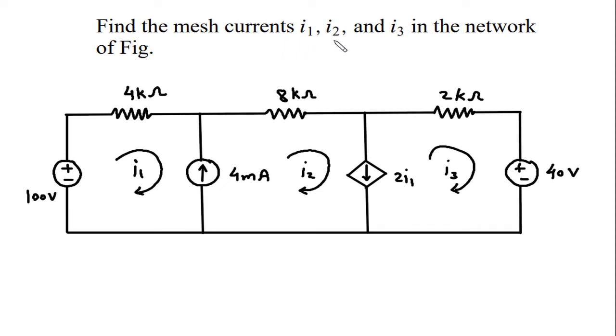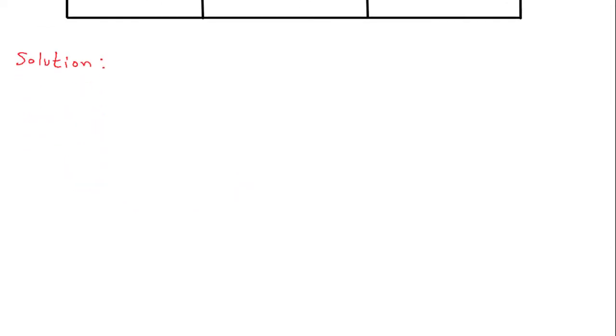Find the mesh currents I1, I2 and I3 in the network of figure. We have to find this I1, this I2 and this I3 in this network using mesh analysis. Solution. First we will redraw the circuit.